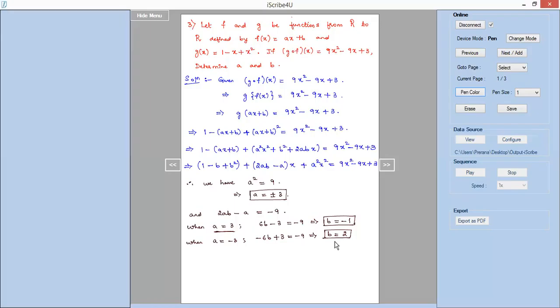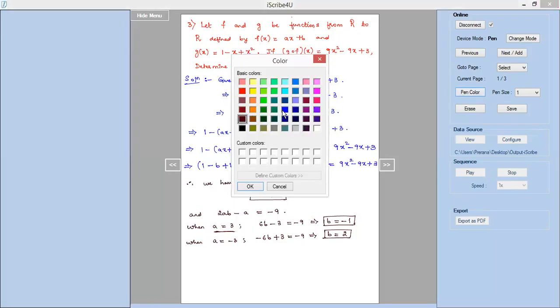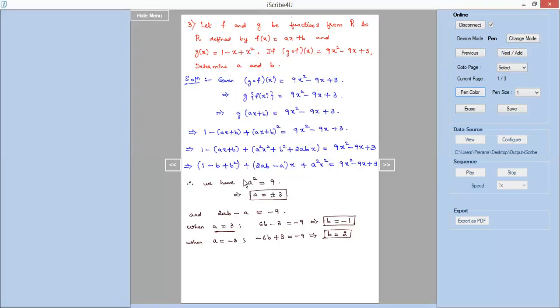So therefore, we can conclude. Let us write down the conclusion now. Thus, a equal to 3, b equal to minus 1, and a equal to minus 3, b equal to 2 are the required values, required constants which were to be obtained.